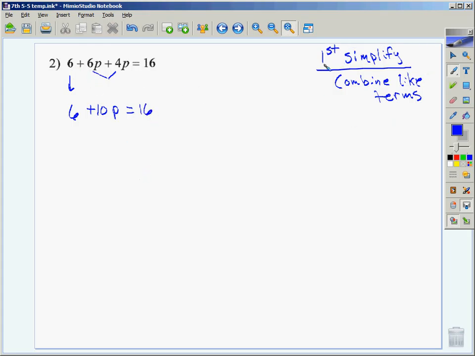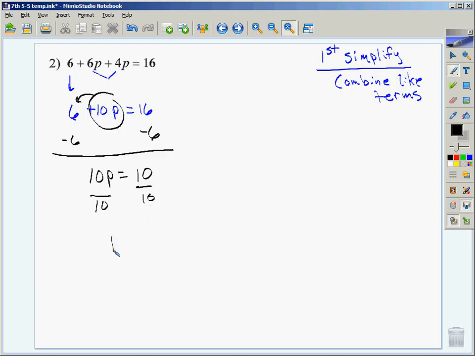Once I've simplified whatever is in my equation, it really looks like the same kind of problems that we've been doing. The goal still remains the same. The goal is to get the variable by itself. I have to undo this positive 6. I'm going to subtract 6 from both sides, leaving me 10p is equal to 10. And then I could divide both sides by 10, leaving me p is equal to 1. Remember that anything that we do like this, we could check.